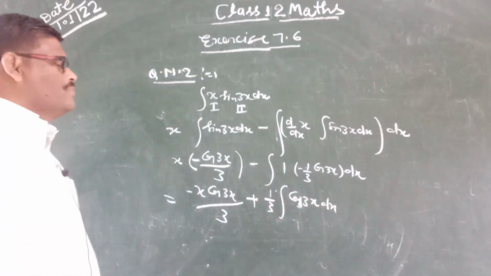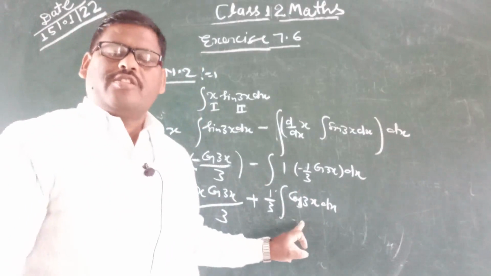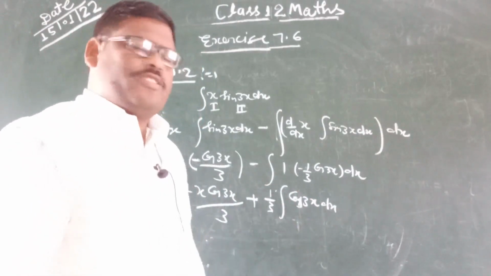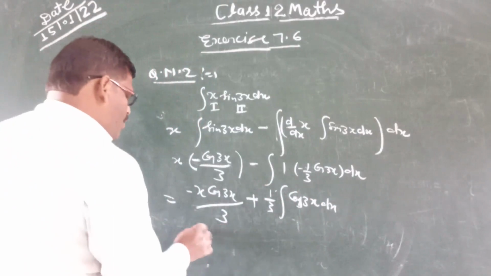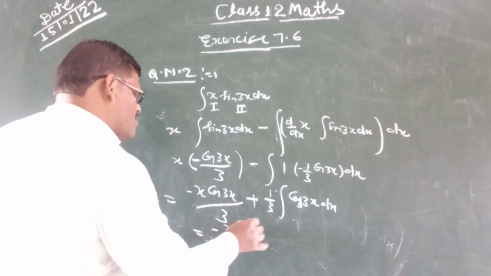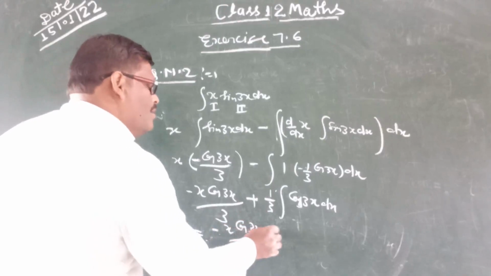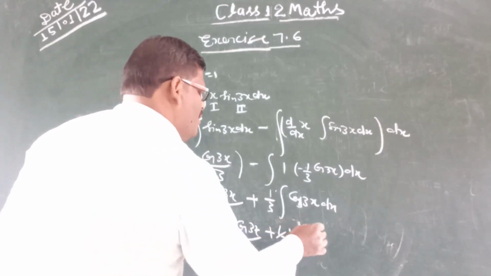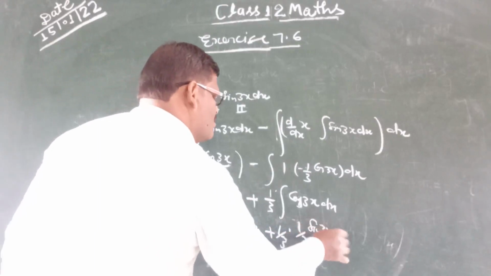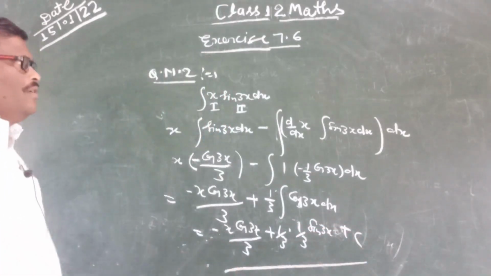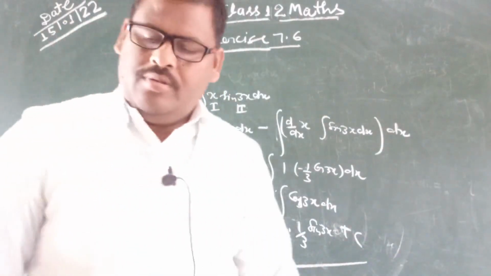Integration of cos 3x is sin 3x by 3. Now minus x cos 3x by 3 plus 1 by 3 multiplied by 1 by 3, sin 3x, plus integral constant C, that is the required solution.